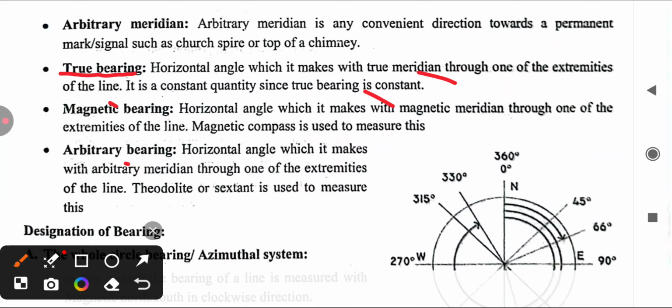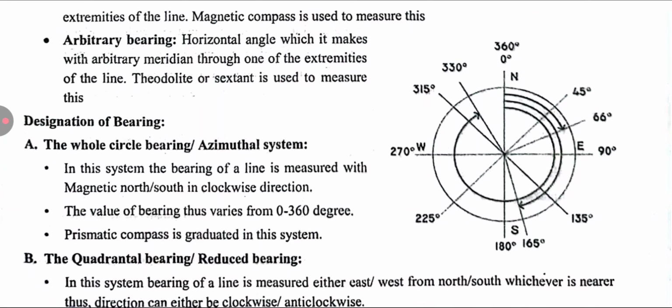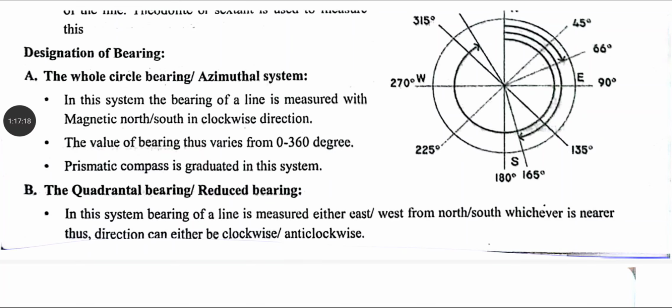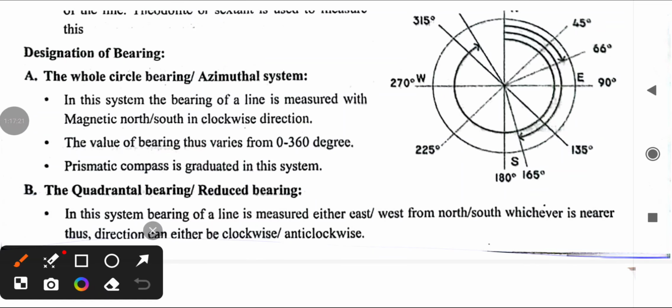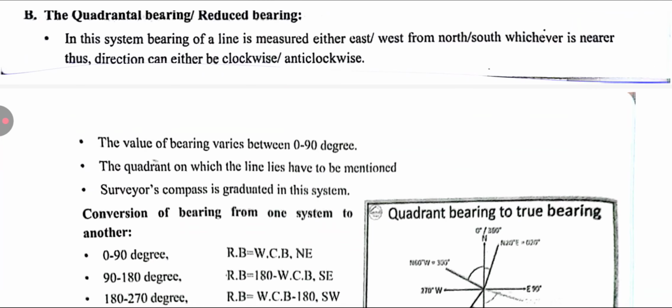A magnetic compass is used to measure this. Arbitrary bearing is the horizontal angle which a line makes with the arbitrary meridian through one of the extremities of the line. A theodolite or sextant is used to measure this. Designation of bearing: the whole circle bearing, or azimuthal system. In this system the bearing of a line is measured from magnetic north or south in the clockwise direction. The value of bearing thus varies from 0 to 360 degrees. The prismatic compass is graduated in this system.